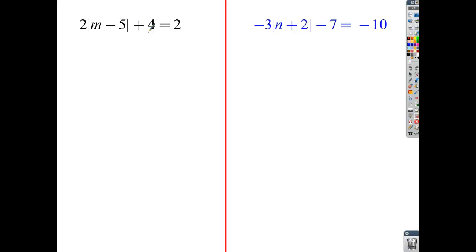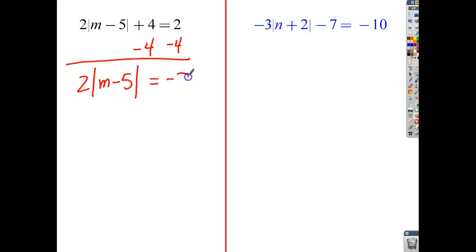be at 2. Right. So first thing I'm going to do here is subtract 4 from both sides, so that I get closer to what this distance is from 0. So I'm going to get the absolute value of m minus 5, doubled, is going to be equal to -2.